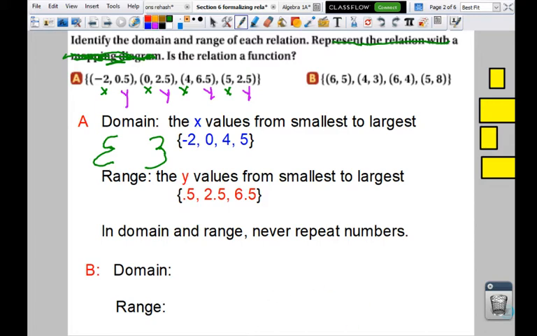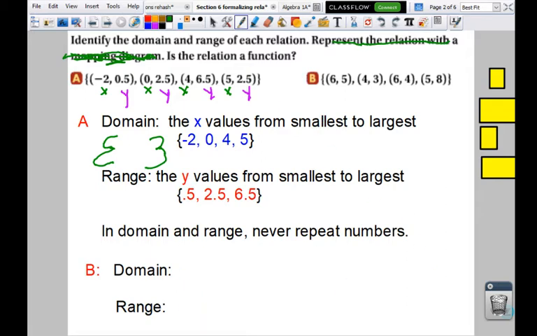So never repeat numbers in your domain and range. Gotta be careful and make sure, sometimes it might look like they repeat, but one of them is just a negative. They're kind of sneaky sometimes. I like to be sneaky like that, it's fun. But don't repeat them if they're exactly the same.